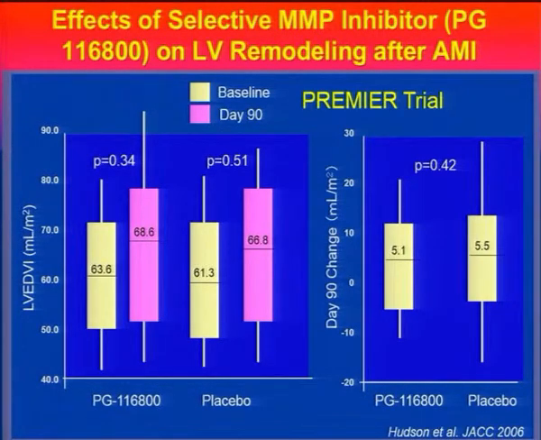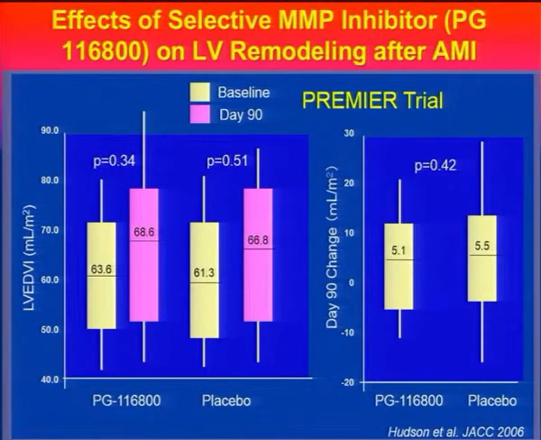Metalloproteinase degrades the ECM, and there have been a couple of trials. This is the MMP inhibitor PG-116800, aimed at attenuating remodeling after myocardial infarction. Unfortunately, this trial failed. LVEDV and the day 90 change in LVEDP were not different. We call this the PREMIER trial, where the MMP inhibitor failed.